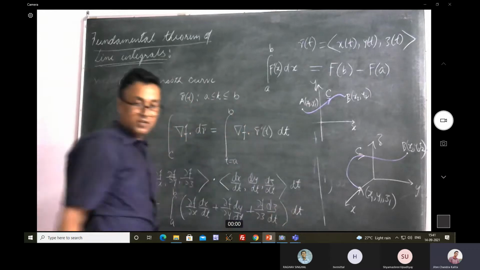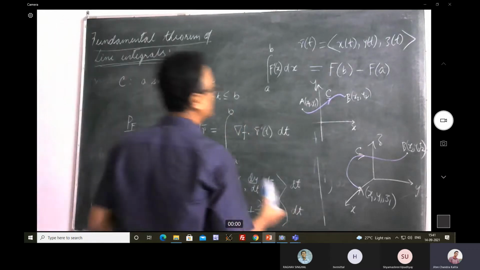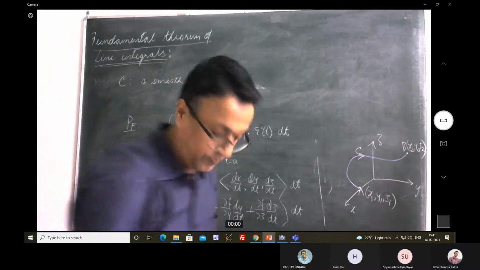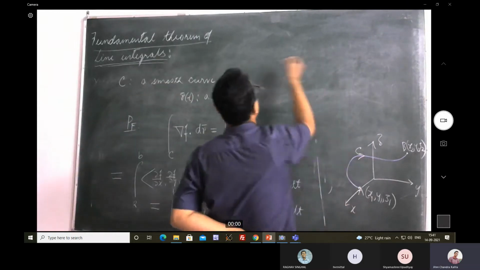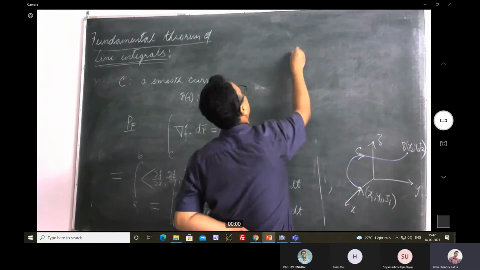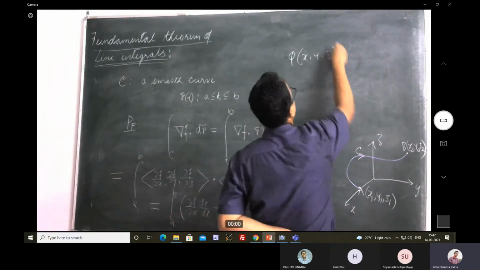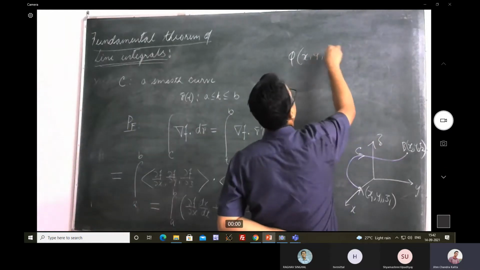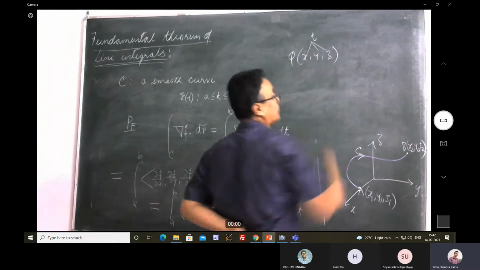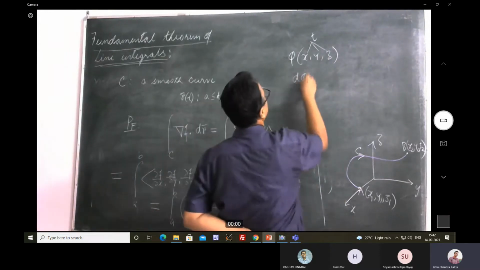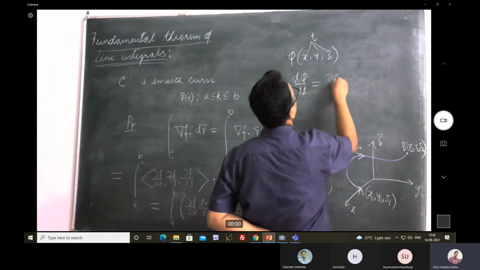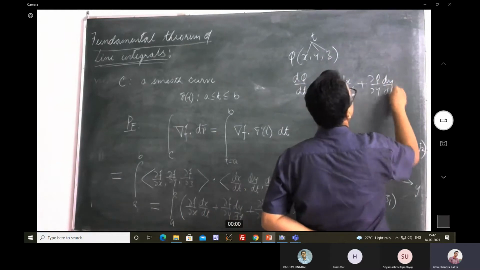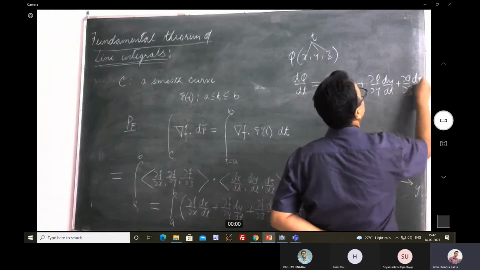Okay, so now remember, suppose you consider a function, say phi, which is a function of x, y, z, and each of x, y, z are themselves functions of the single variable t. Then by the chain rule, d phi dt is simply del phi del x dx dt plus del phi del y dy dt plus del phi del z dz dt, isn't it?